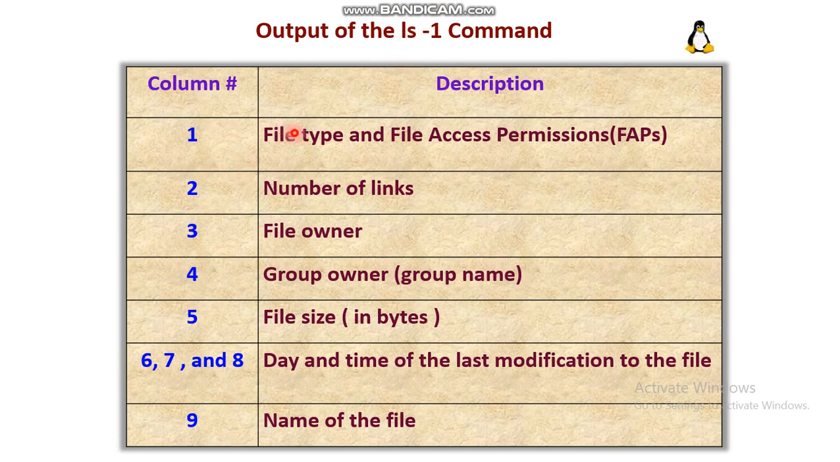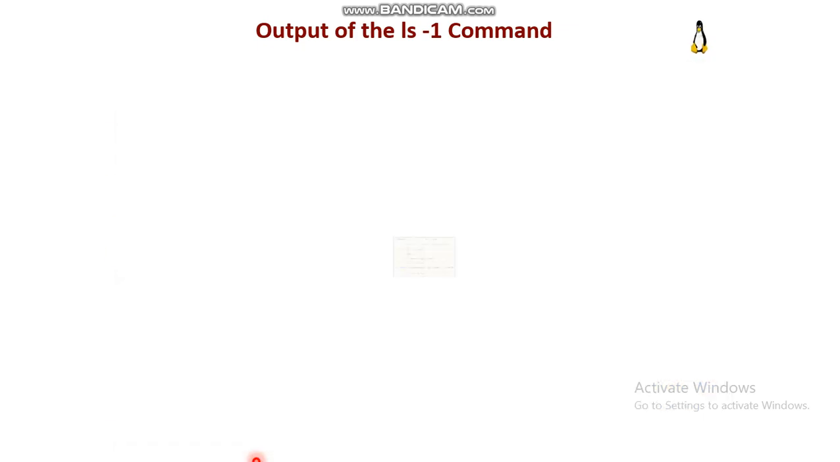The first column says about the file type and file access permission. The second column gives you the number of links. The third column gives the file owner. The fourth column says about the group owner. The fifth column says about the file size in bytes. Columns 6, 7 and 8 display the day and time of the last modification to the file. And the ninth column says about the name of the file. This data is displayed in these 9 columns.